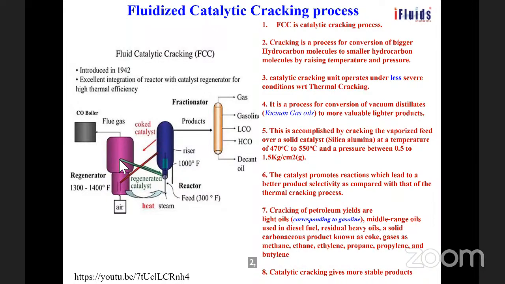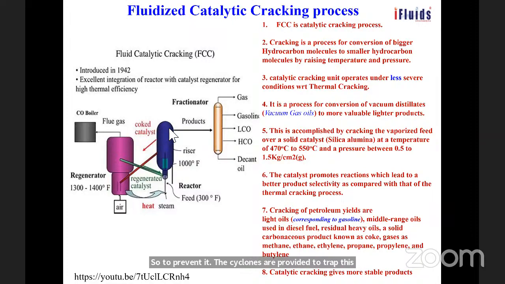So regenerated catalyst flows from regenerator to reactor, and coke-deposited catalyst, which has lost its capacity to crack, flows from reactor to regenerator for further rejuvenation. This is the process. On the top side of the reactor, cyclones are there. Even in the regenerator, cyclones are provided, because otherwise the entire catalyst will flow out. So to prevent that, the cyclones are provided to trap this catalyst, and it will fall back.